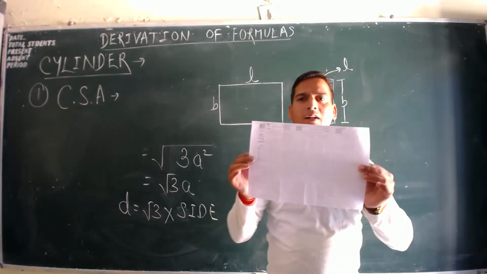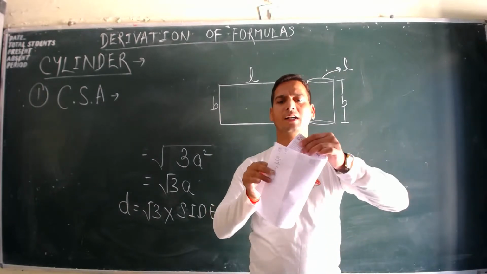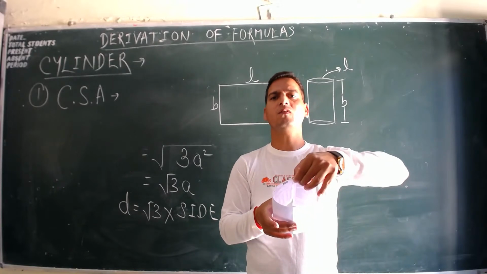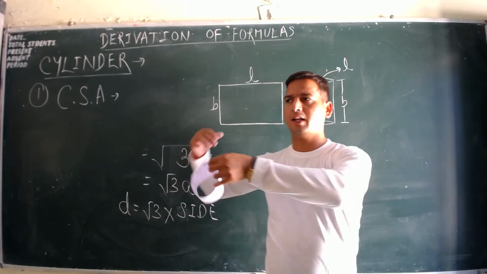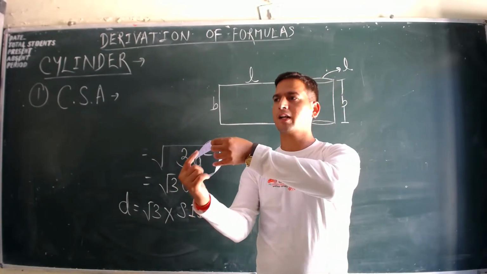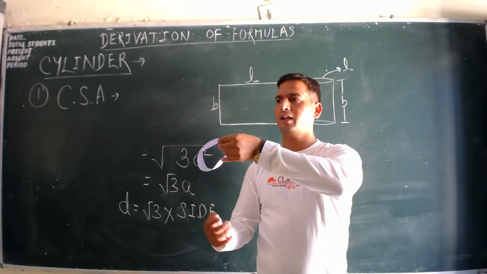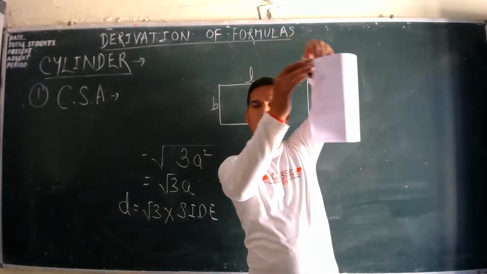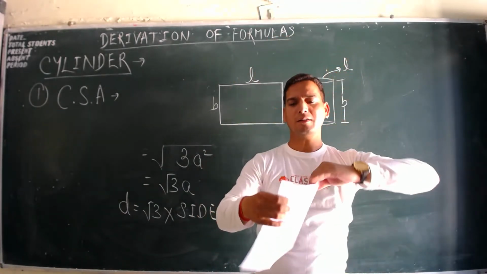I repeat, this side is length, this is breadth. On folding along the length, length becomes circumference. Clear? Length becomes circumference, and breadth becomes height of the cylinder. Similarly, you can fold along the breadth.